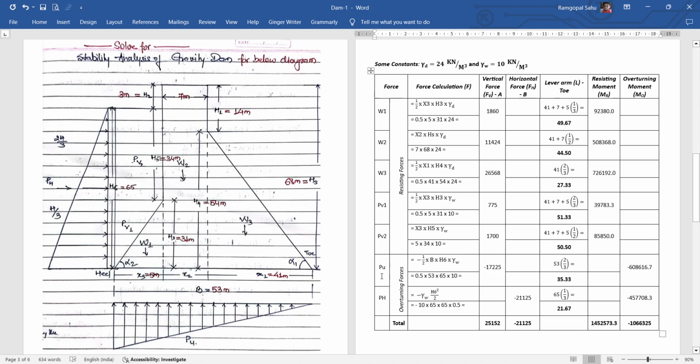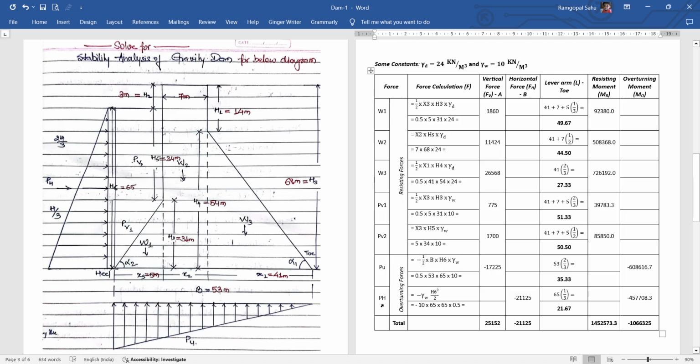The next one is the uplift pressure. Since uplift pressure is acting throughout the width of the dam section, that is B equal to 53, and having a height of the HFL of the water, that is H6, 65 meter. So it is 1 by 2 B into H6 into gamma W. Since it is an overturning force, a negative sign is applied over here, since it is acting against the dam forces. So 17,225 kilonewton uplift pressure is applied.